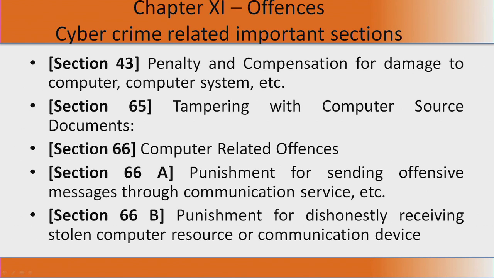66 computer related offenses. So, all kinds of computer related offenses that we are going to talk about or have talked about will be covered under that. 66A is punishment for sending offensive messages through communication service or mobile service. We have read a lot of news about this, sending lewd messages to somebody, sending obscene photographs. So, all those is covered into this. 66B specifies punishment for dishonestly receiving stolen computer resources or communication device. So, that is also covered.